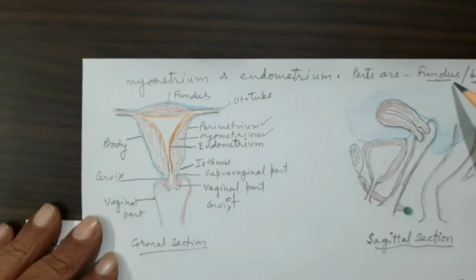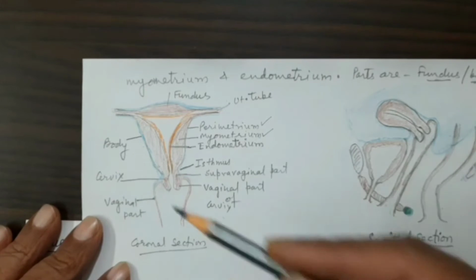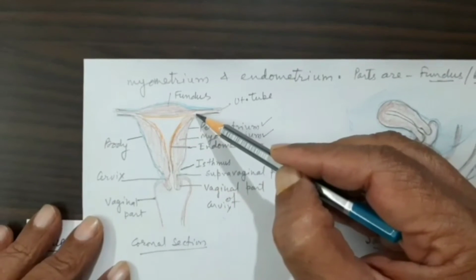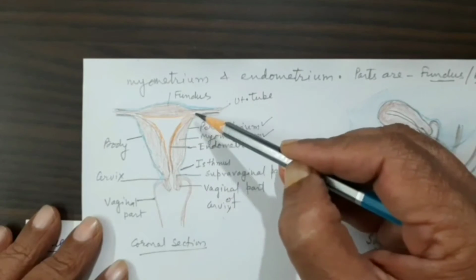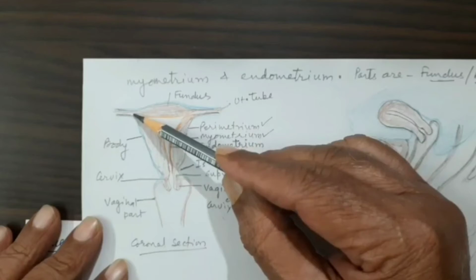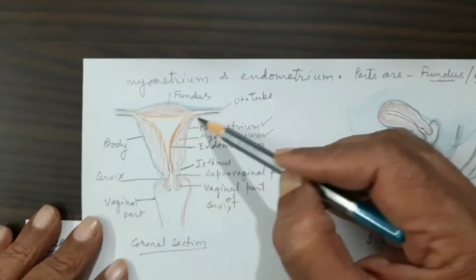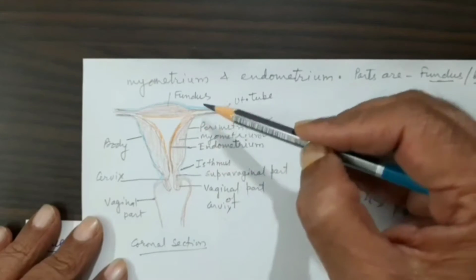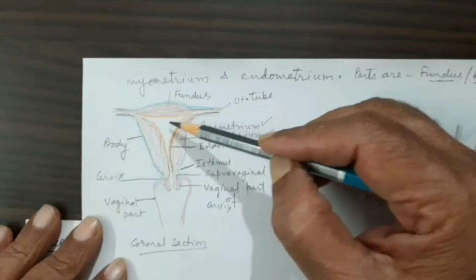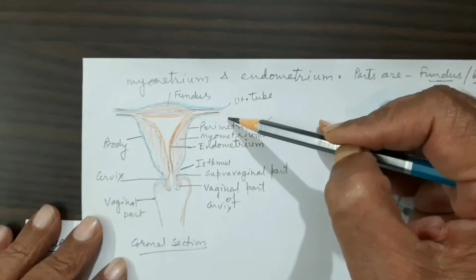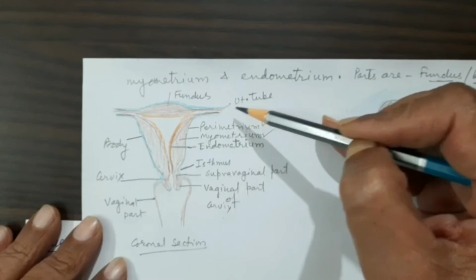What is fundus? Okay, I forgot to mention it. Now, the part of the uterus which lies above the opening of these two fallopian tubes or uterine tubes, at the base or at the broader part of the uterus. These are the two tubes which come and open into the uterus. They are called the fallopian tubes also.